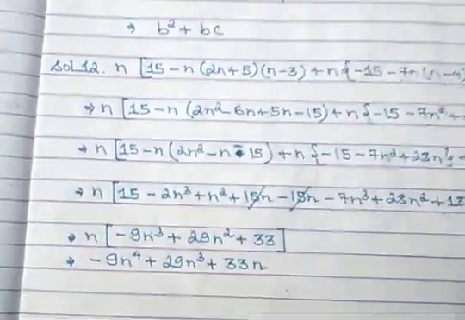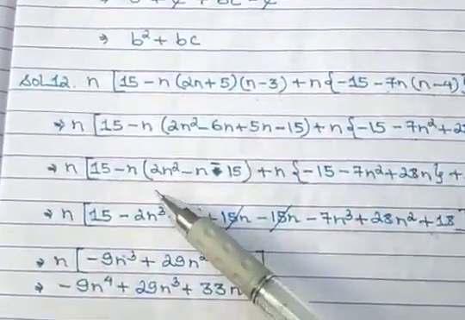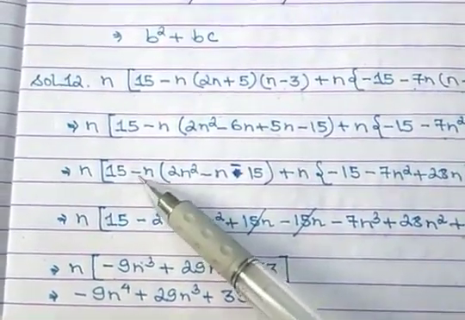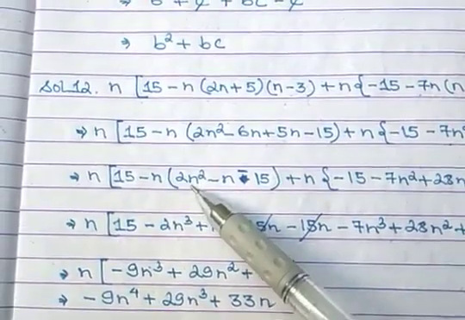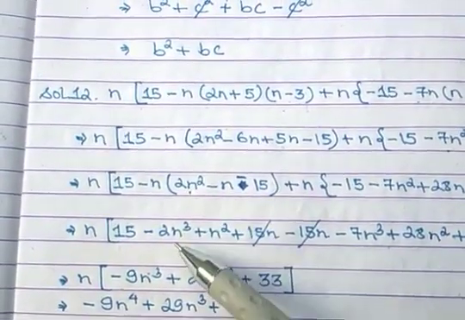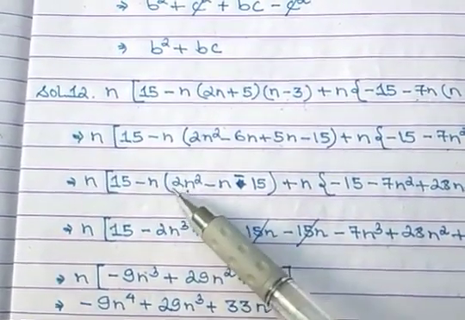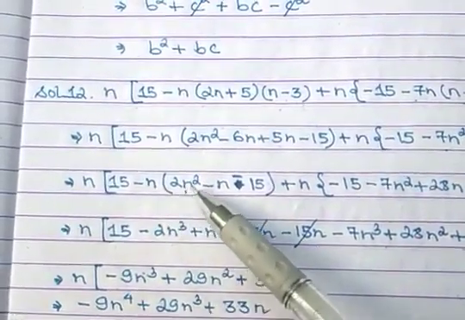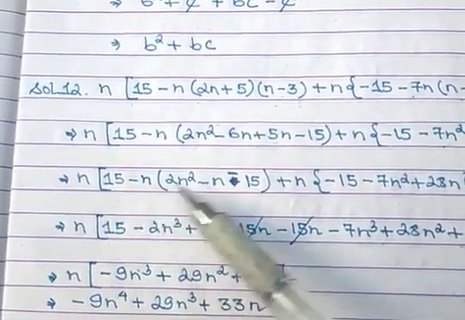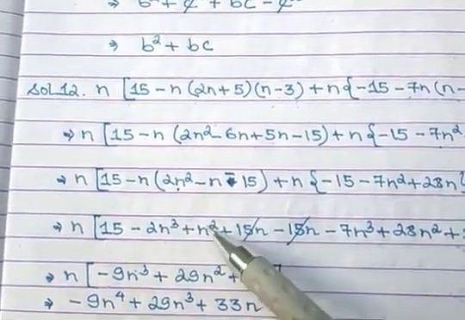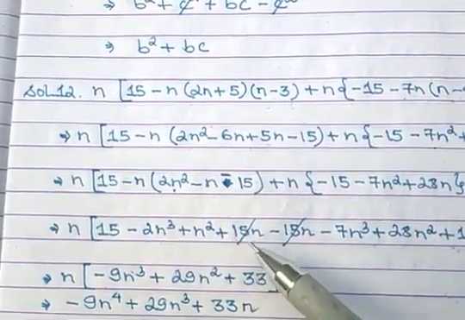Now on the fourth line, what I have done here is I have opened up the first bracket. See, minus n will multiply these two terms, isn't it? So minus into plus is minus, n into 2n squared will give you 2n cubed. Minus into minus is plus, n into n squared. See, minus into minus plus 15n.